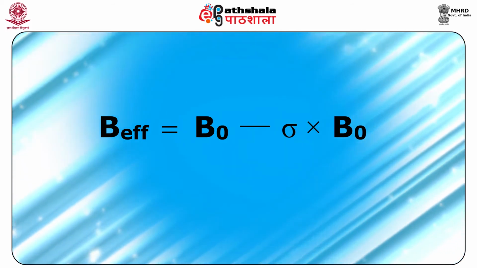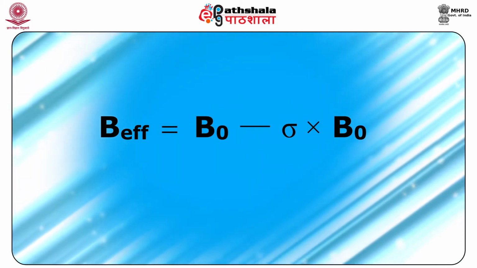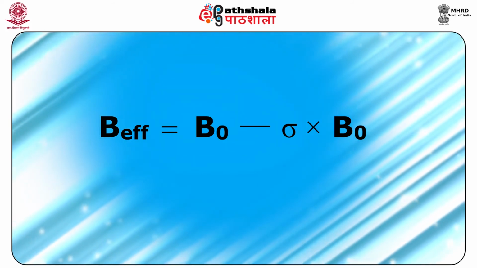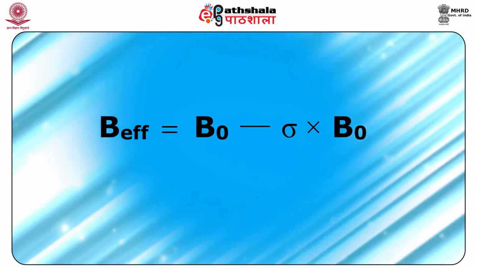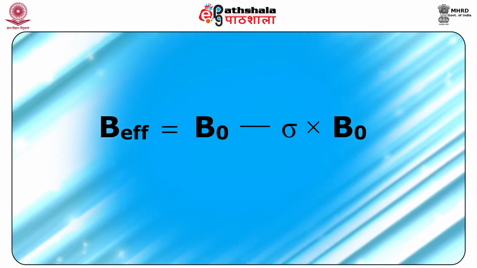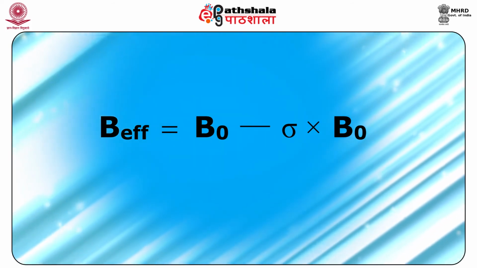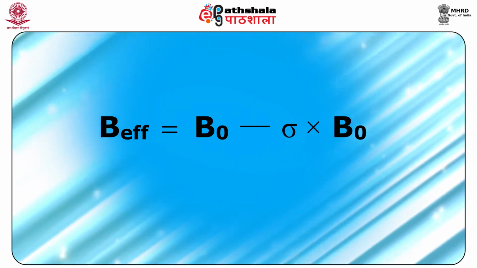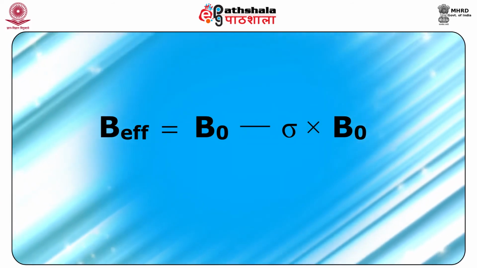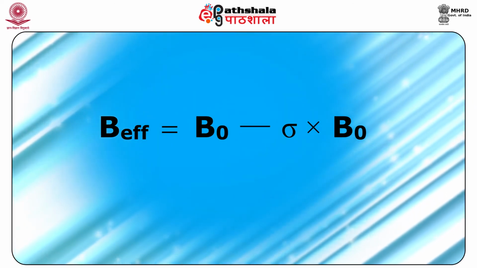Now let us denote it as a mathematical equation. B effective, that is the effective magnetic field felt by a proton, is equal to B naught minus sigma B naught. B naught is the magnetic field applied by the instrument, where sigma is the screening or the shielding constant. So B effective will be the field which is actually felt by that nucleus when it is surrounded by a number of electrons, which may change from nucleus to nucleus.